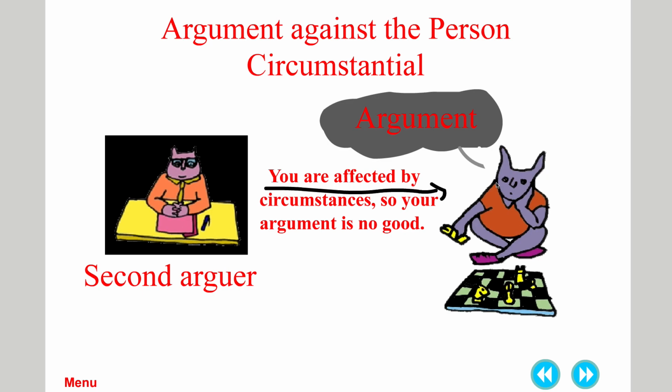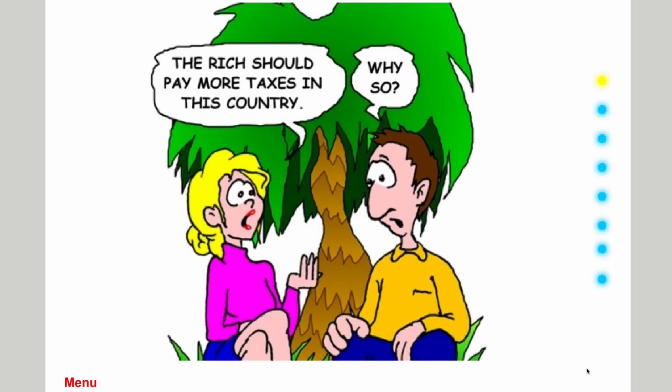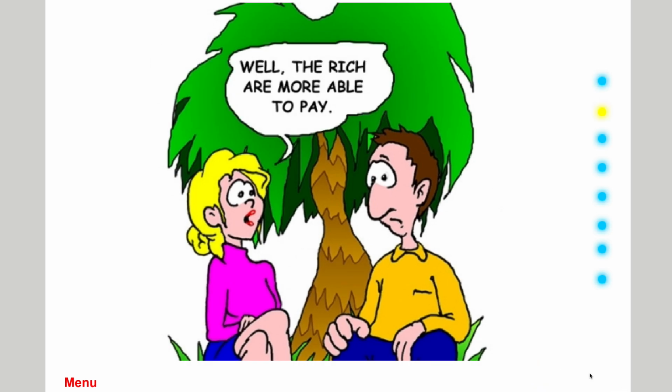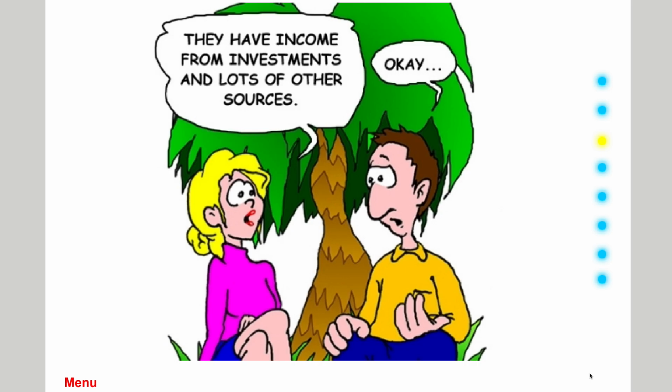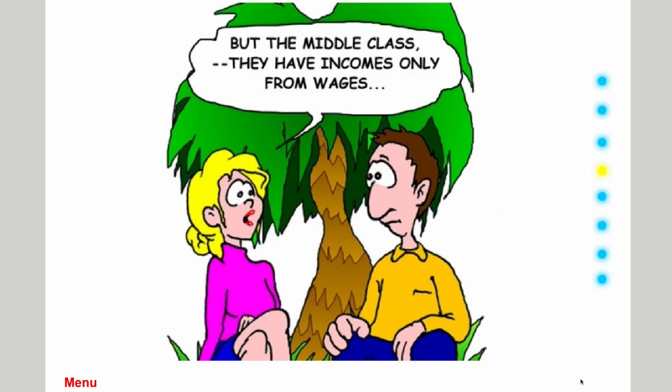okay? Indeed, again, what you do is you attack the premises. Why do you believe that the minimum wage should rise, right? That's what you're looking for. The rich should pay more taxes in this country. Why so? Well, the rich are more able to pay. They have income from investments and a lot of other sources, and this is indeed the case. Just investments are taxed at a lower rate than wage earning. Okay, and then he says, okay, but the middle class, they have incomes only from wages.